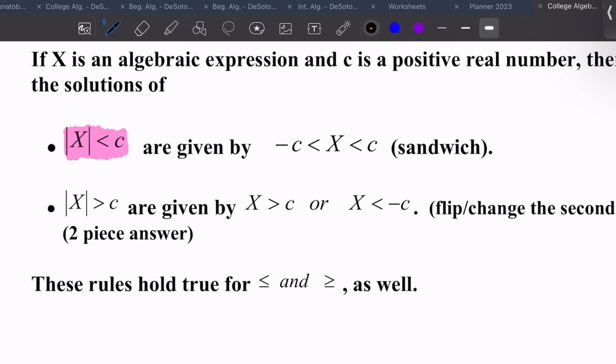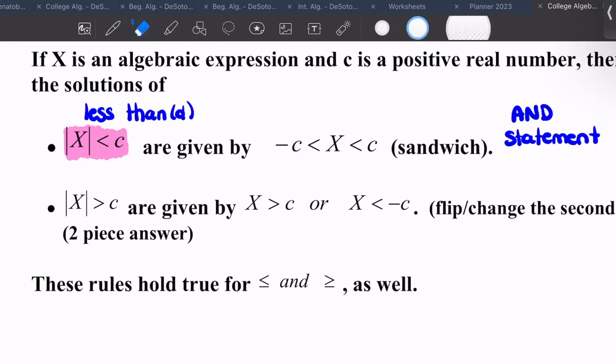Okay, this is called an and statement. The way that I keep this straight is I say less than. That's how I kind of remember it. All right, less than. And you're going to turn these into a sandwich, just like the previous example that we worked in the last video. Okay, so this is going to create a sandwich. So you are going to have two things going on at the same time.